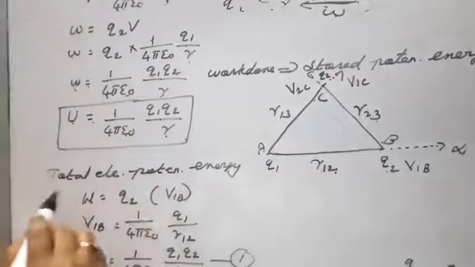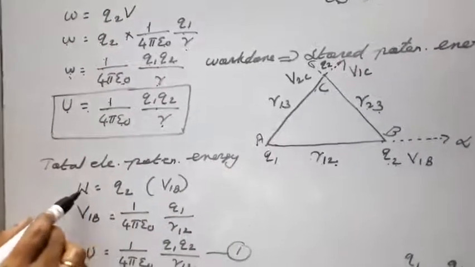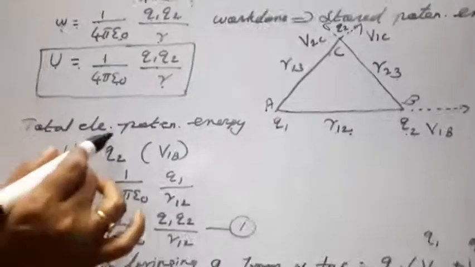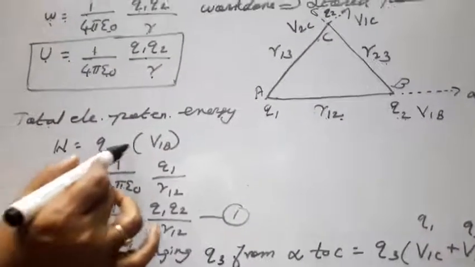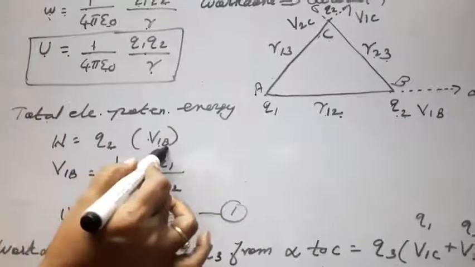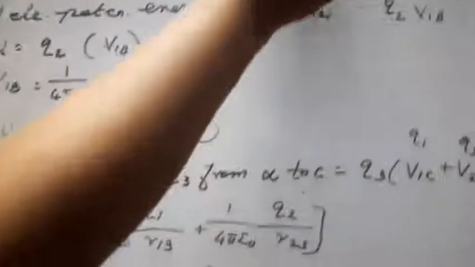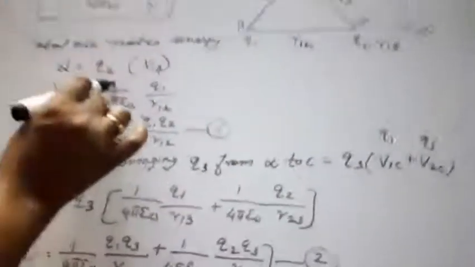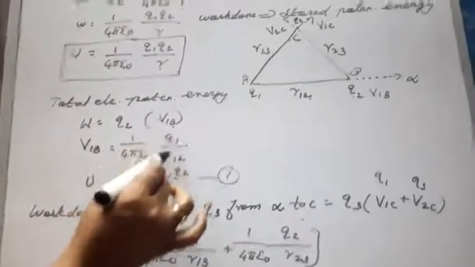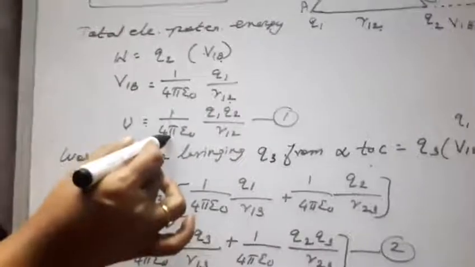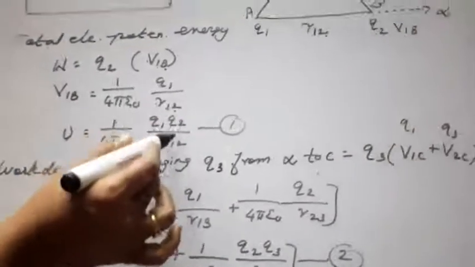Therefore, we have to take the charge Q1 to Q2, and there is a work done W equal to Q2 into the potential at B. Therefore, the potential at B is equal to 1 by 4 pi epsilon naught Q1 by R12. Therefore, the total potential energy U equal to 1 by 4 pi epsilon naught Q1 Q2 divided by R12.